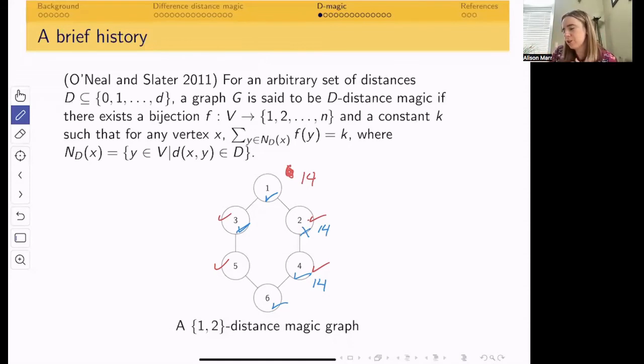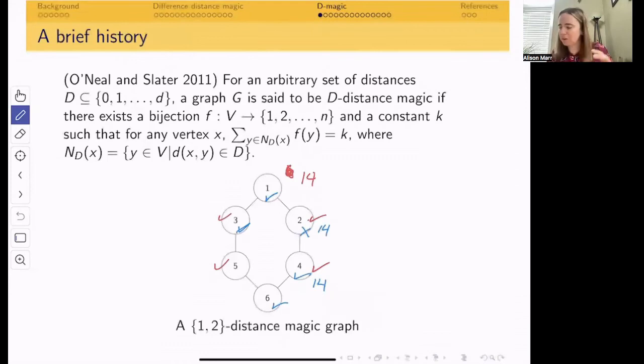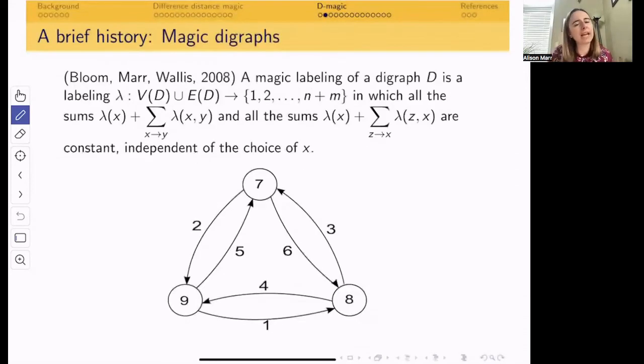And so this question came about; it has been around for a little while, since 2011 for the D distance magic. And in 2008, I had been working on, as part of my dissertation with my advisor, Wal Wallace, and Gary Bloom was also part of this work. We had defined magic labelings on directed graphs, which is taking a graph and directing the edges in such a way that the sum coming in at every vertex plus the label on that vertex is equal to the sum going out plus the label at that vertex.